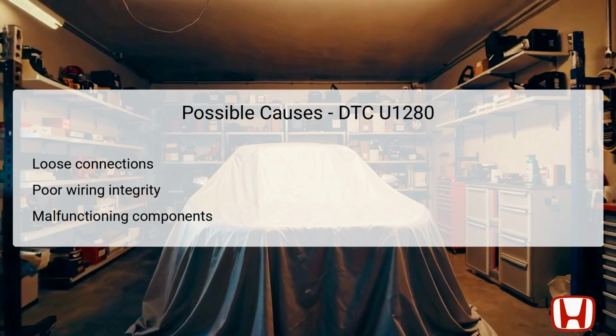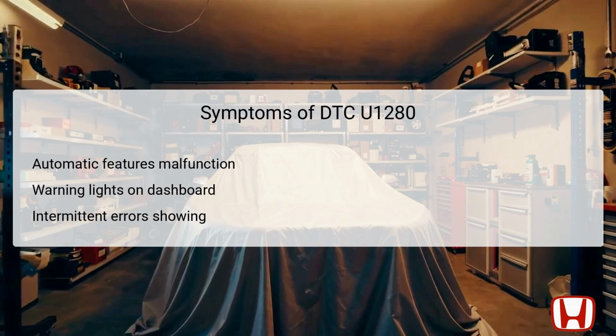issues found during diagnostics. Symptoms associated with DTC U1280 usually manifest as malfunctioning automatic features in the vehicle. Drivers may notice that the automatic lighting and rain sensor fails to turn on or off appropriately, compromising visibility and convenience in adverse weather conditions. Additionally, warning lights may illuminate on the dashboard, indicating a problem with the beacon network or related components.